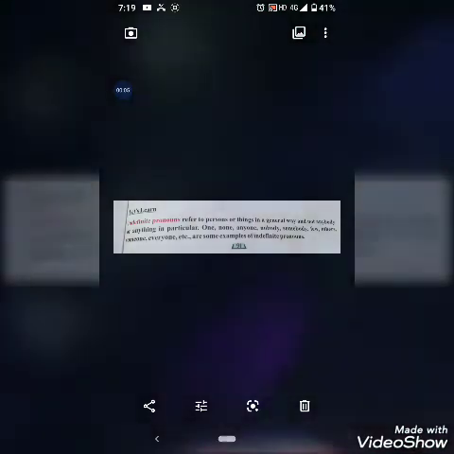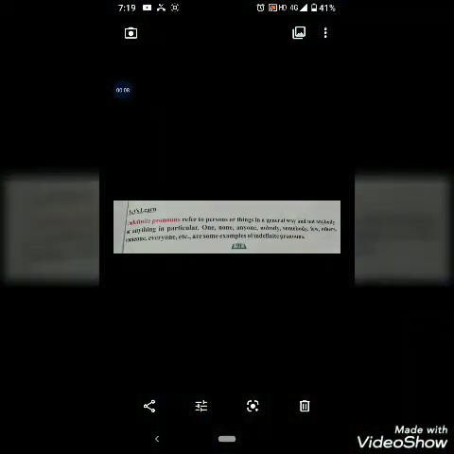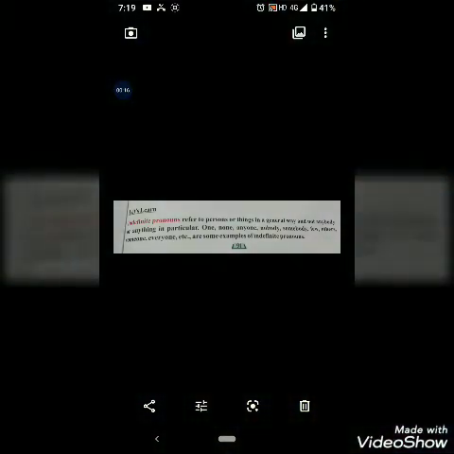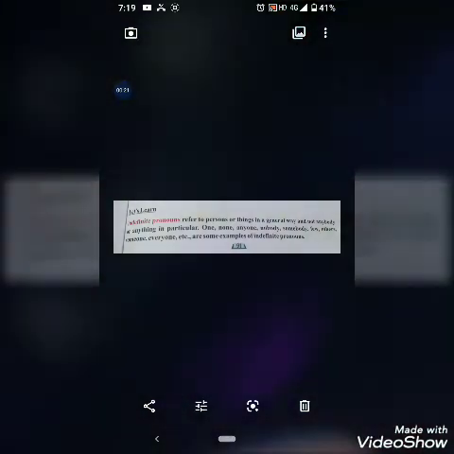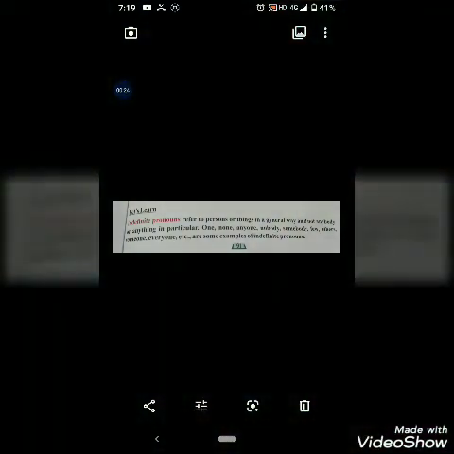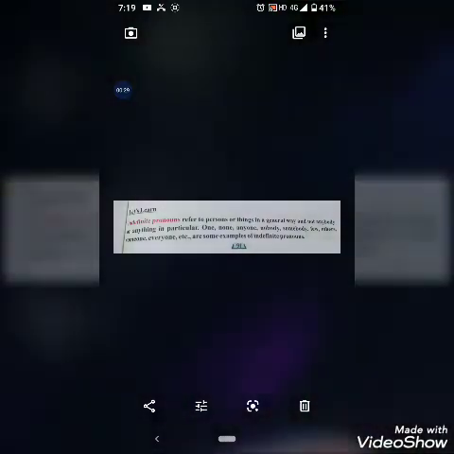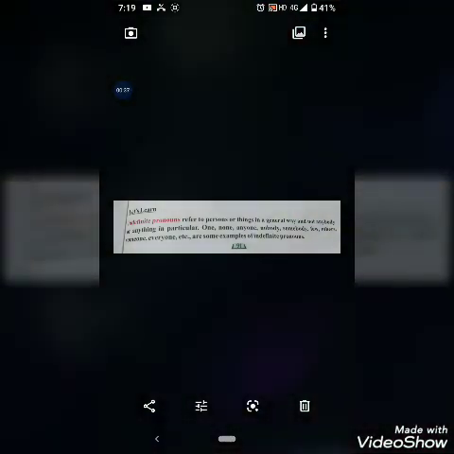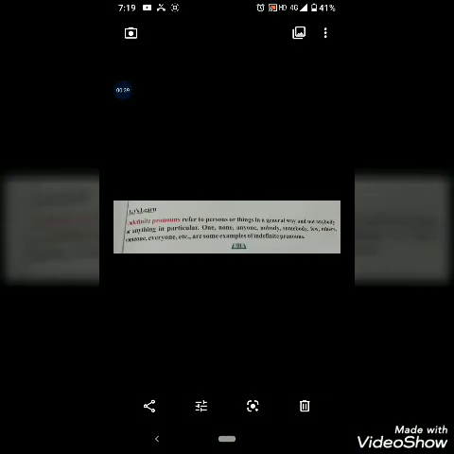Now we have come to the indefinite pronouns. Indefinite pronouns refer to persons or things in a general way and not anybody or anything in particular. Means these are such type of pronouns which tell us about the persons or things in a common way. Like we are not talking about a particular person or a thing here. For example, none, one, anyone, nobody, somebody, few, others, someone, everyone, etc. are some of the examples of indefinite pronouns.